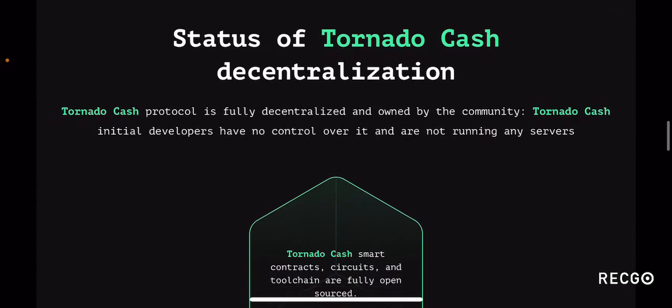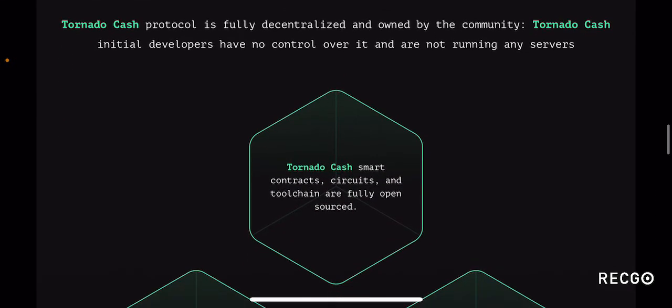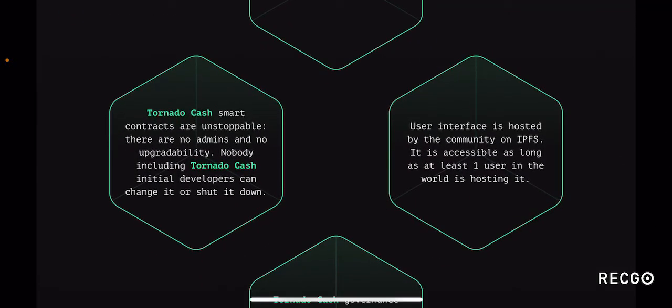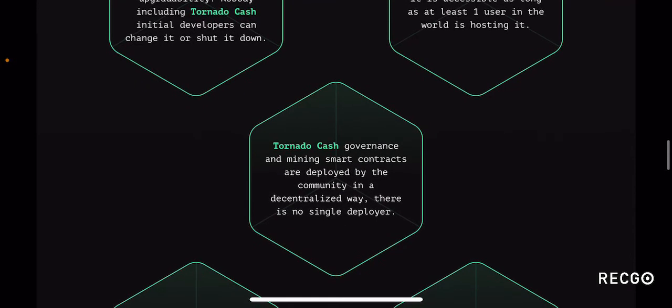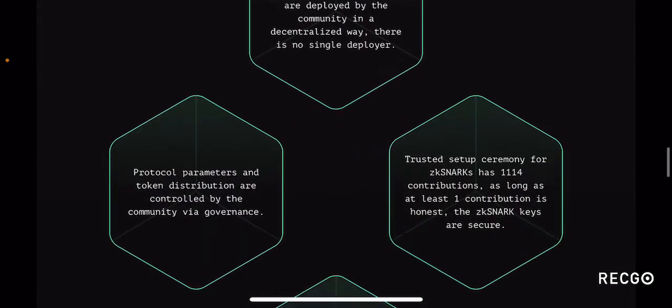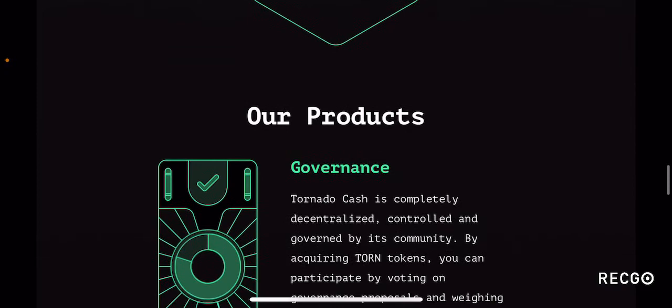Status of Tornado Cash decentralization: it's a fully decentralized protocol. There's no real worry about that. It has smart contracts that help the transactions become private, and its governance functionality is also very impressive for a project that only has a relatively low governance utility for its token. And again, they're definitely taking full advantage of ZK-SNARK technology.